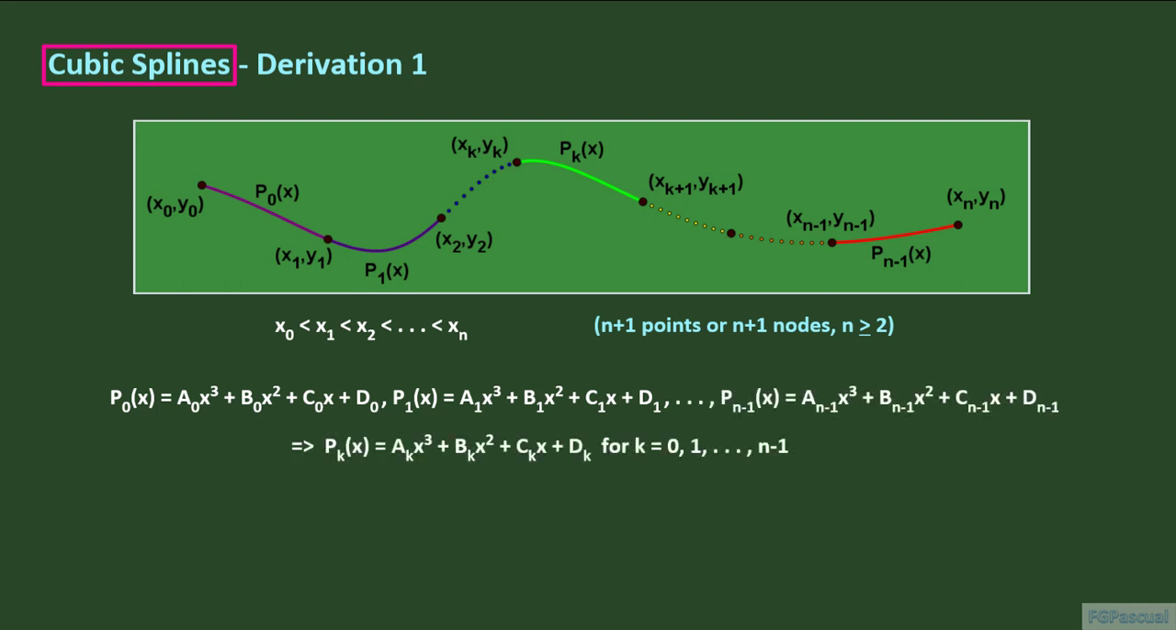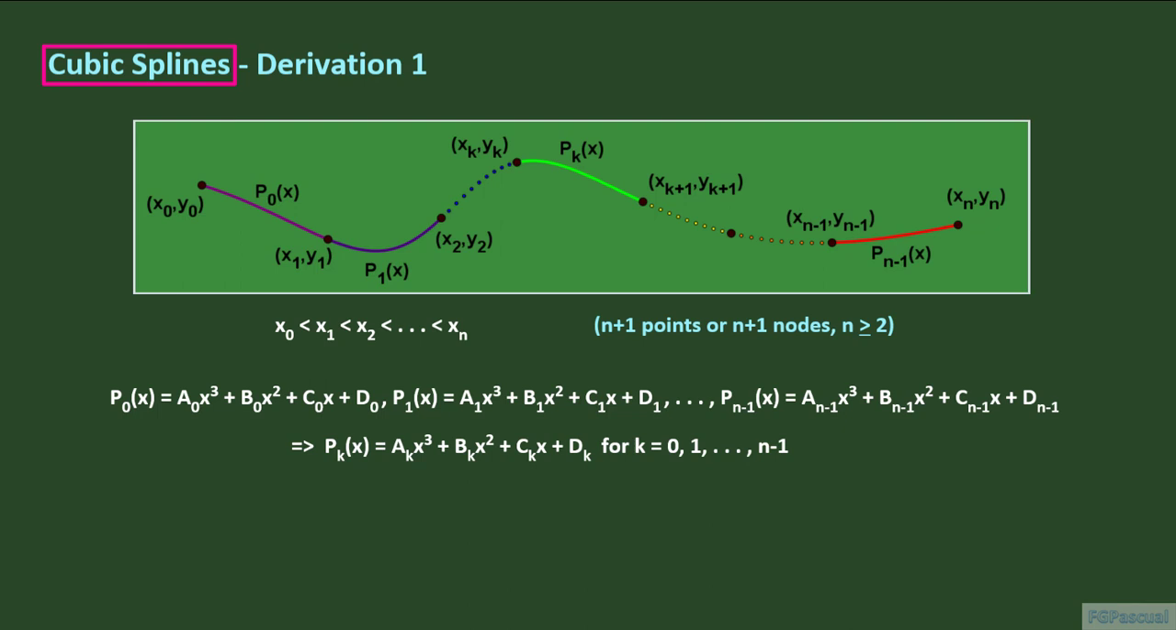P sub k is given by a sub k x cubed plus b sub k x squared plus c sub k x plus d sub k. The constants capital A sub k, capital B sub k, capital C sub k, and capital D sub k are the unknowns that we are trying to solve for. Since we have n different polynomial segments that we had defined, and each polynomial is made up of 4 different unknowns, there are 4n unknowns in total that we have defined. We will not be using this form of p sub k. We will use an equivalent form for each of the different p sub k's.